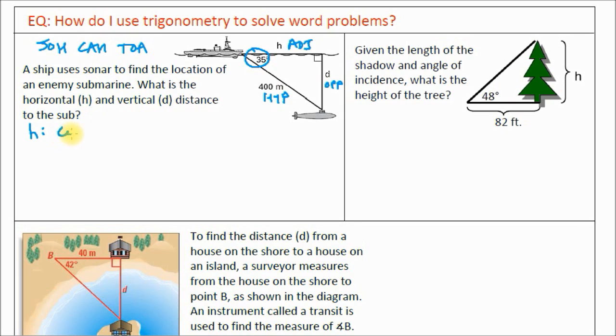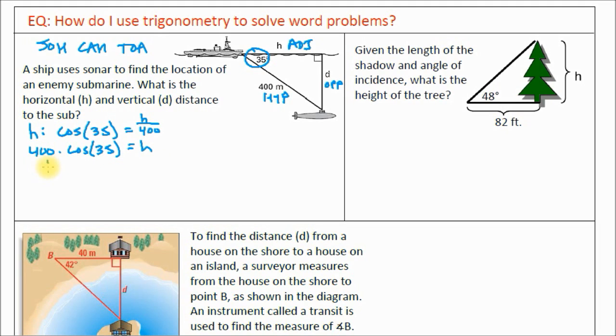So adjacent and hypotenuse is cosine. So to find H, we're going to use cosine of 35 degrees is equal to, remember, cosine is adjacent over hypotenuse. Adjacent is our unknown H. Our hypotenuse is 400. All we have to do now is get H by itself. In this case, since H is on the top of our ratio, we're going to multiply both sides by 400 to get H by itself. So 400 times cosine of 35 is equal to H.